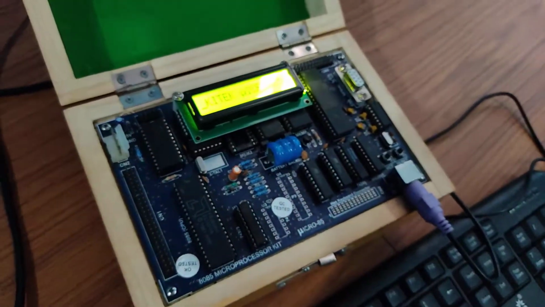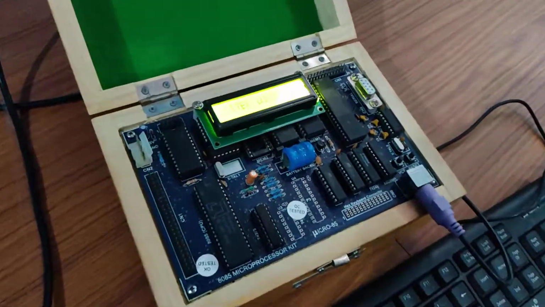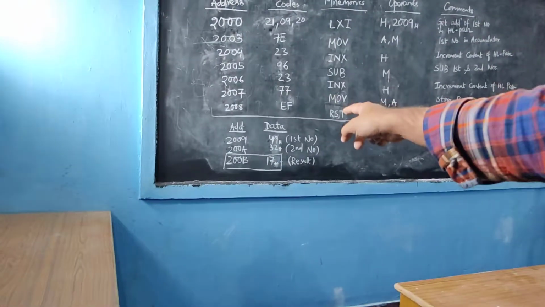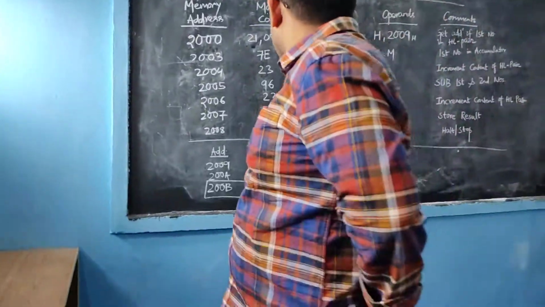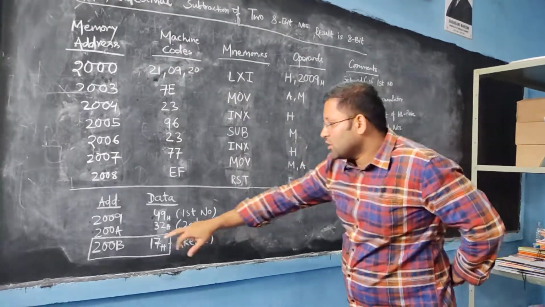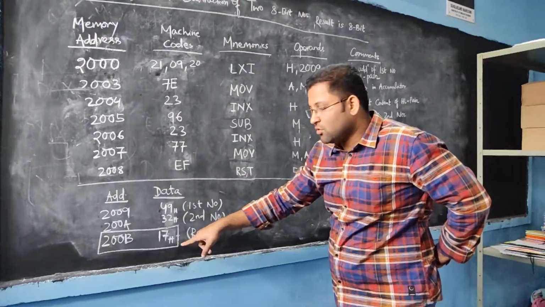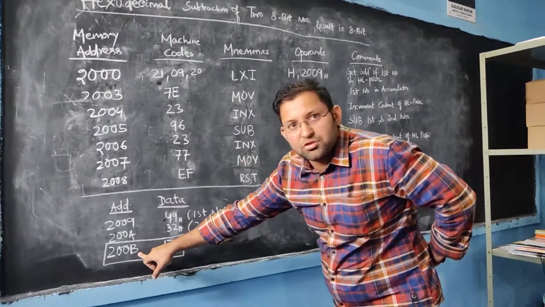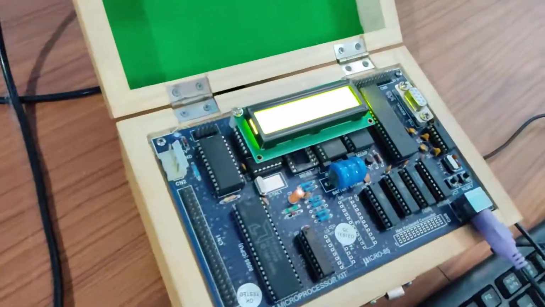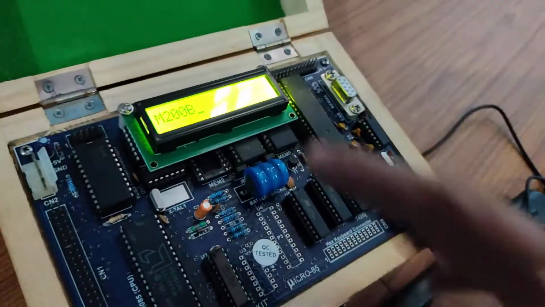Now your next job is to see the subtraction result. That means you have to see the final result. Based on your program, your final result is at address 200B. What will you get? 49 minus 32 is 17H. So we will go to address 200B. You press M, memory address, M 200B. You press enter. You will get 17.